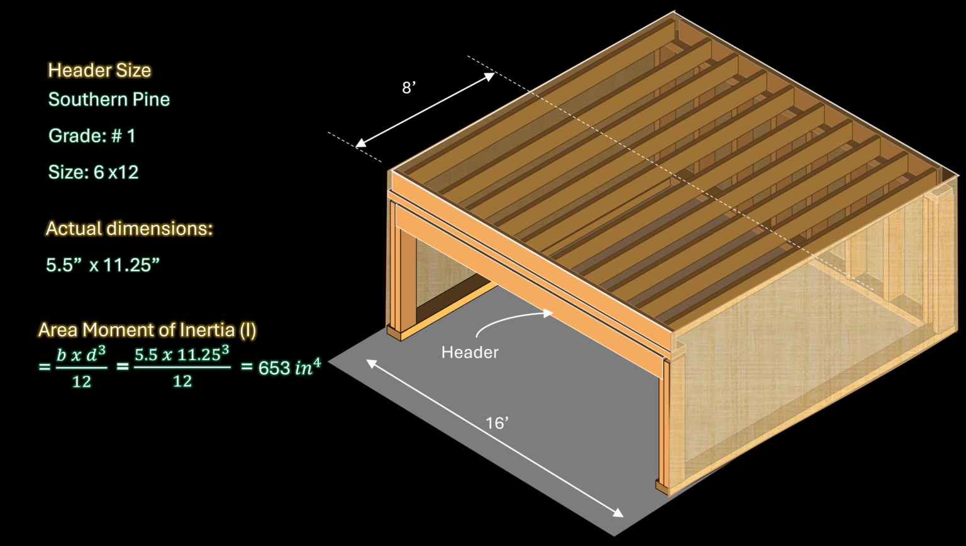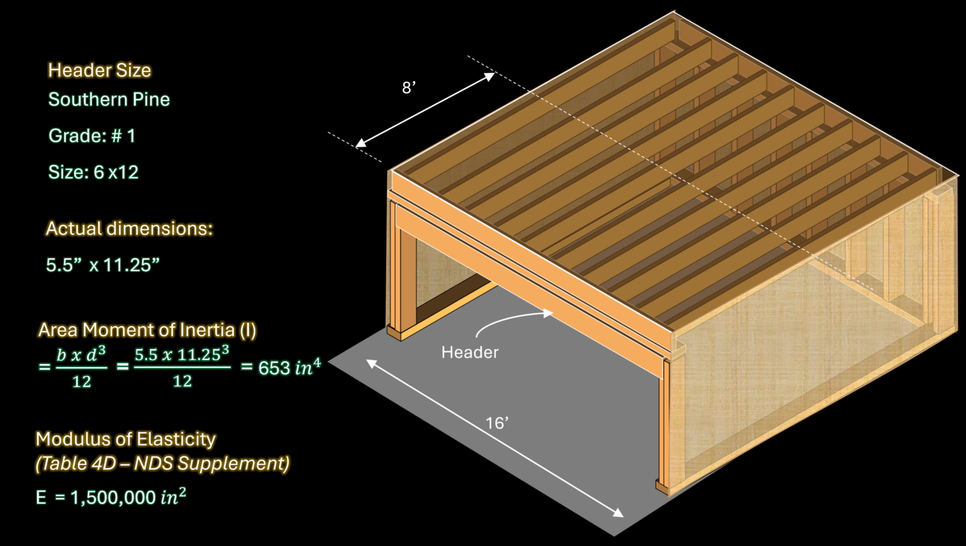Let us now look at the modulus of elasticity. For a grade number 1 southern pine header or beam, the modulus of elasticity is provided in Table 4D of the NDS supplement. Please see the link in the description for free access to the NDS supplement provided on the American Wood Council's website. According to Table 4D, the reference modulus of elasticity is 1,500,000 pounds per square inch.